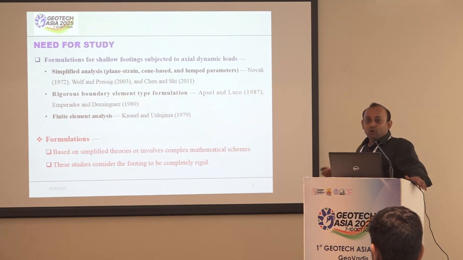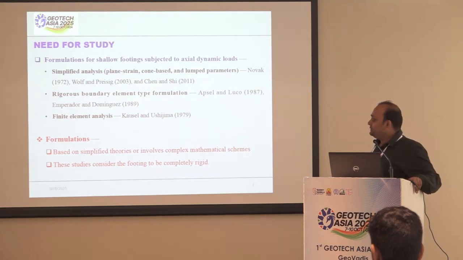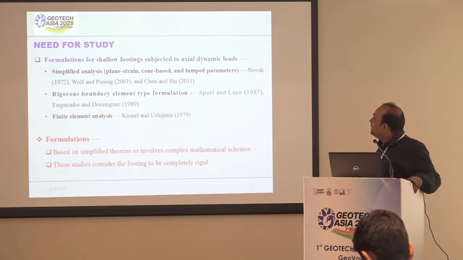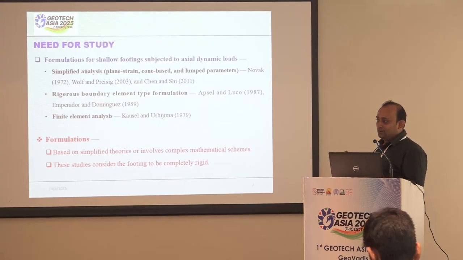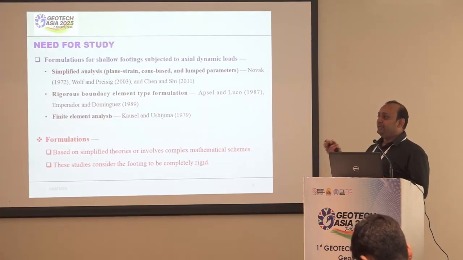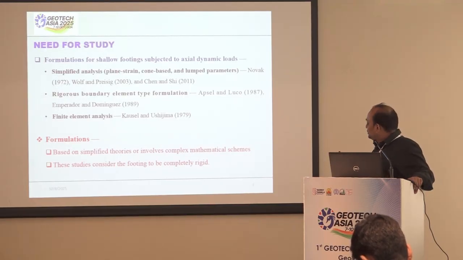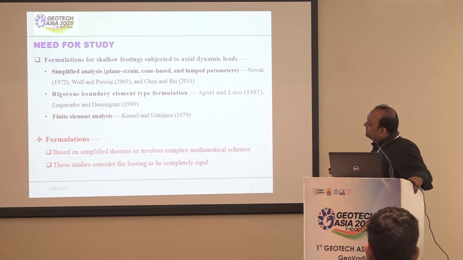So what are the formulations that are available in the literature? This is a pretty old problem, but quite a lot of formulations are already available. There are simplified analyses, plane strain analysis, which is basically a Winkler type analysis. Then there is the cone-based formulation, which is based on 1D wave propagation theory. And then there is the lumped parameter model where you calibrate field data to fit some inputs for your theory. There are quite a few authors that have contributed to these kinds of analysis.